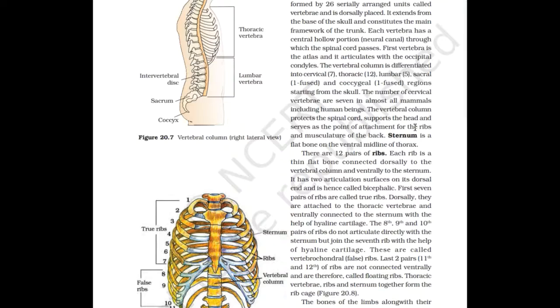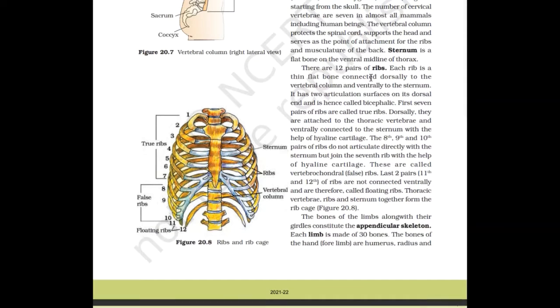The vertebral column protects the spinal cord, supports the head, and serves as the point of attachment for the ribs and musculature of the back. Sternum is a flat bone on the ventral midline of the thorax. There are 12 pairs of ribs. Each rib is a thin, flat bone connected dorsally to the vertebral column and ventrally to the sternum. It has two articulation surfaces on its dorsal end and is hence called bicephalic.